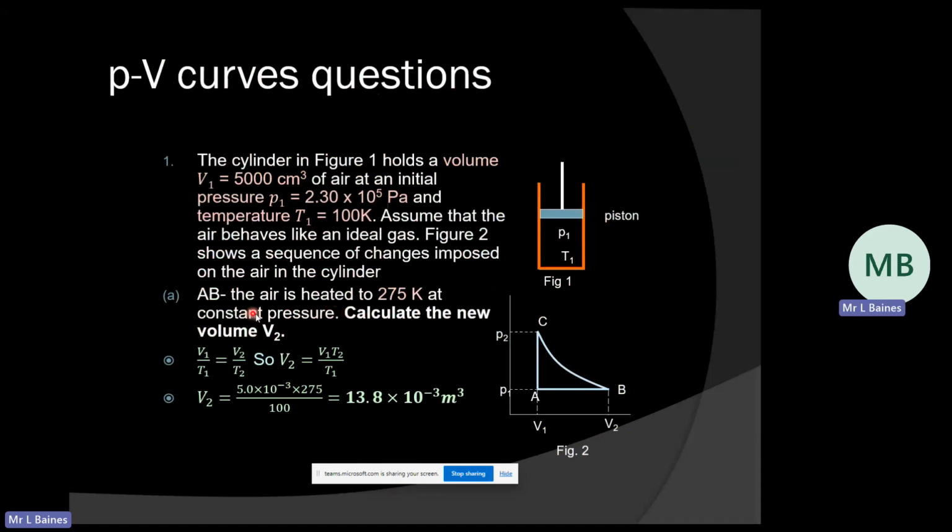Let's have a look. The air is heated from 100 Kelvin to 275 at a constant pressure. Calculate the new volume V2. Right, so if we know we are at constant pressure, we can knock pressure out of our equation. So we've got V1 over T1 is V2 over T2. We know the original volume, we know the original temperature. So V2, rearranging this formula, multiplying both sides by T2, is going to be the initial volume divided by the initial temperature multiplied by the second temperature. And it gives me a nice little volume here.